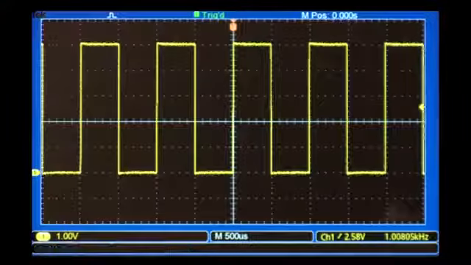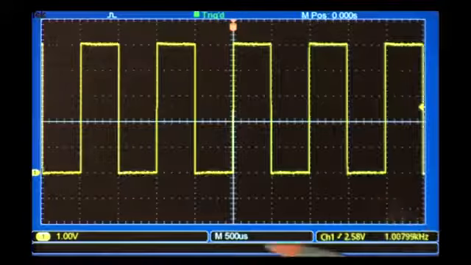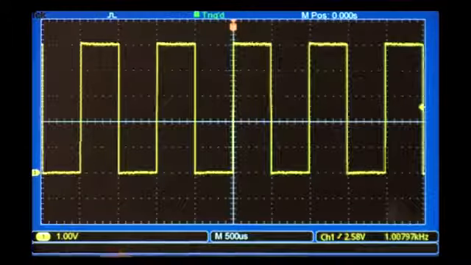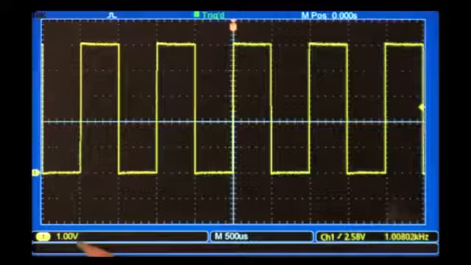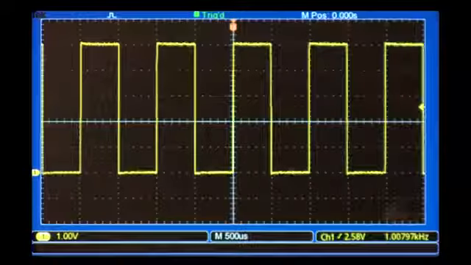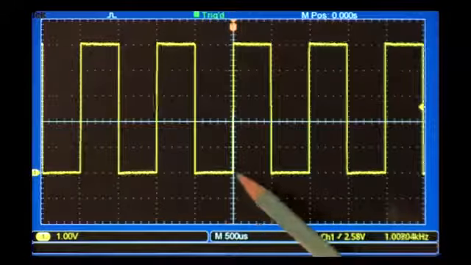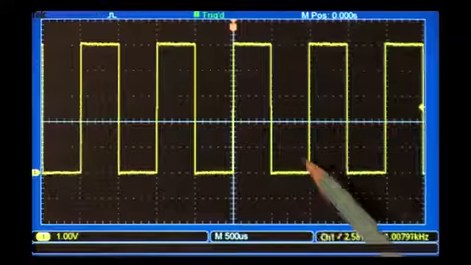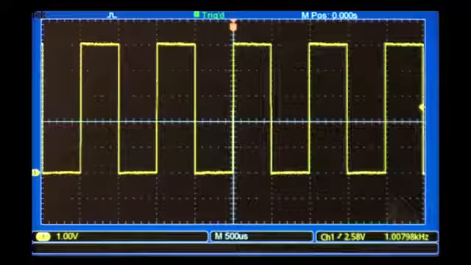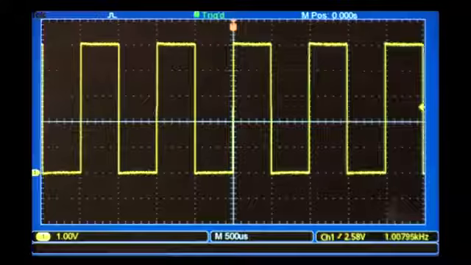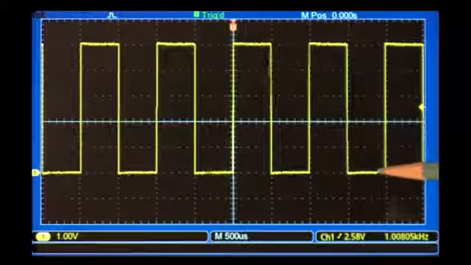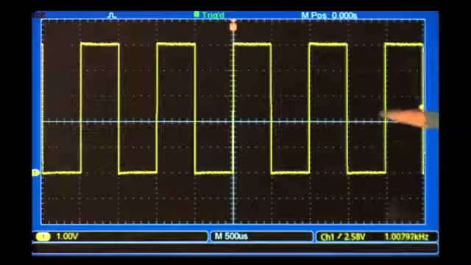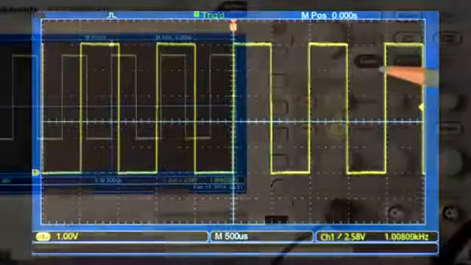Based on the scale settings, each horizontal division represents 500 microseconds and each vertical division represents 1 volt. Since the period of our signal is 2 divisions long, we can multiply 2 by 500 microseconds to get a period of 1 millisecond. The signal is also 5 divisions high, so we can multiply 5 times 1 volt to get the amplitude of 5 volts.